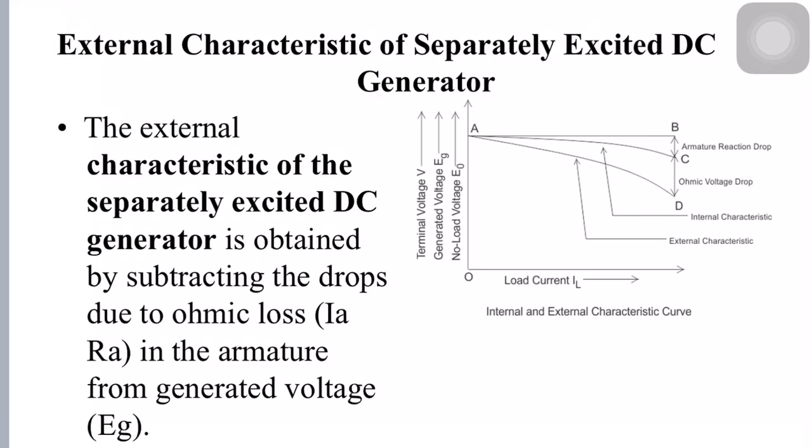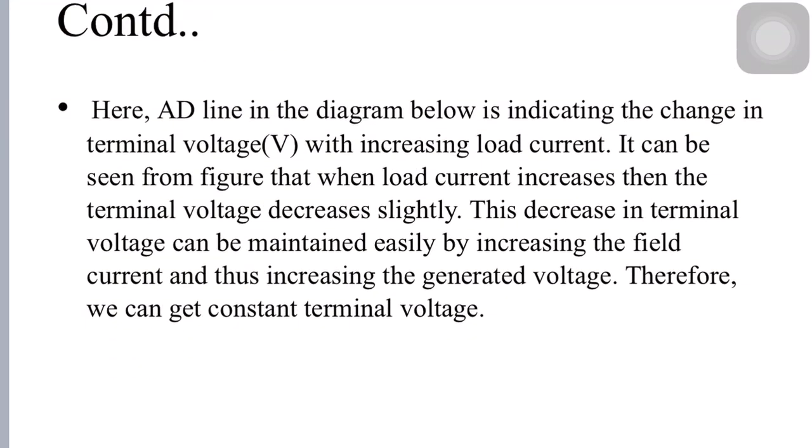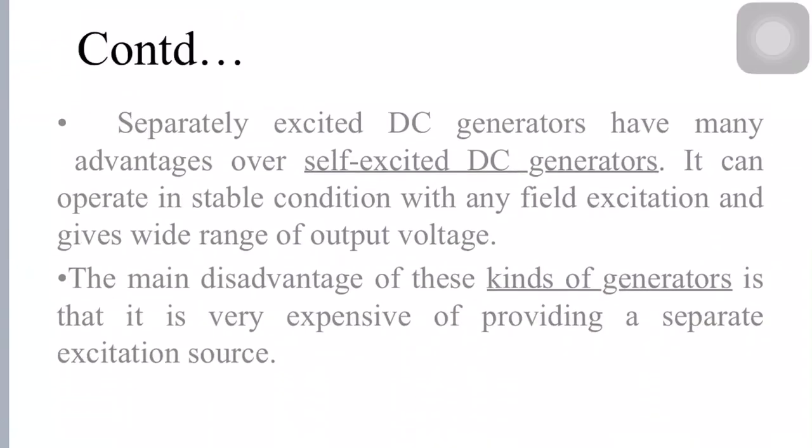And one more thing, separately excited DC generators have many advantages over self-excited DC generators. They can operate in stable condition with any field excitation, and we can get a wide range of output voltage. That is the main advantage of the separately excited DC generator.